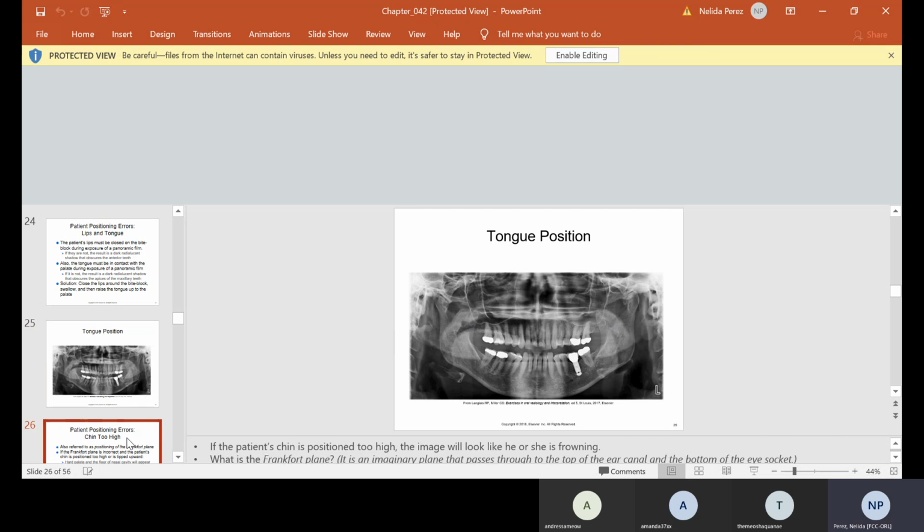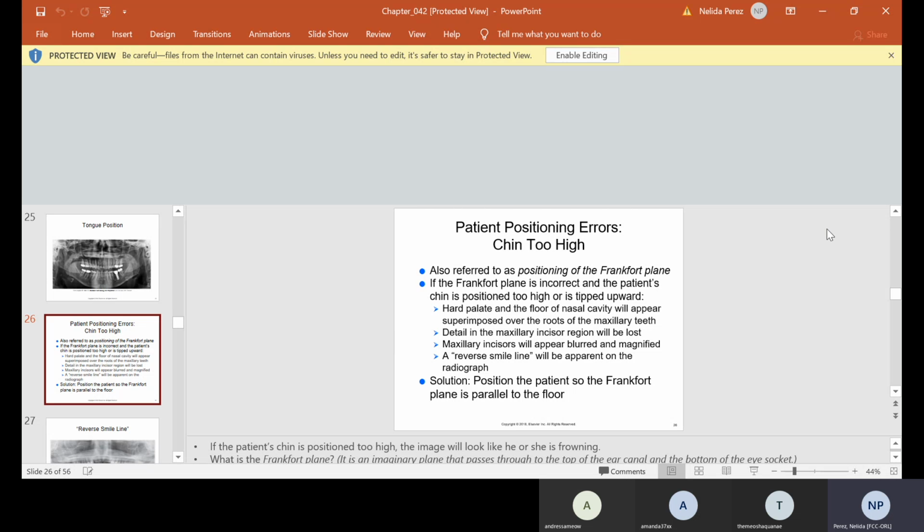All right, now going to more errors: if the chin is too high, also referred to as incorrect positioning of the Frankfurt plane. If the Frankfurt plane is incorrect and the patient's chin is positioned too high or is tipped upward, the hard palate and the floor of the nasal cavity will appear superimposed over the roots of the maxillary teeth. The detail in the maxillary incisor region will be lost. Maxillary incisors will appear blurred and magnified. A reverse smile line will be apparent on the radiograph. And what's the solution? To position the patient so the Frankfurt plane is parallel to the floor.